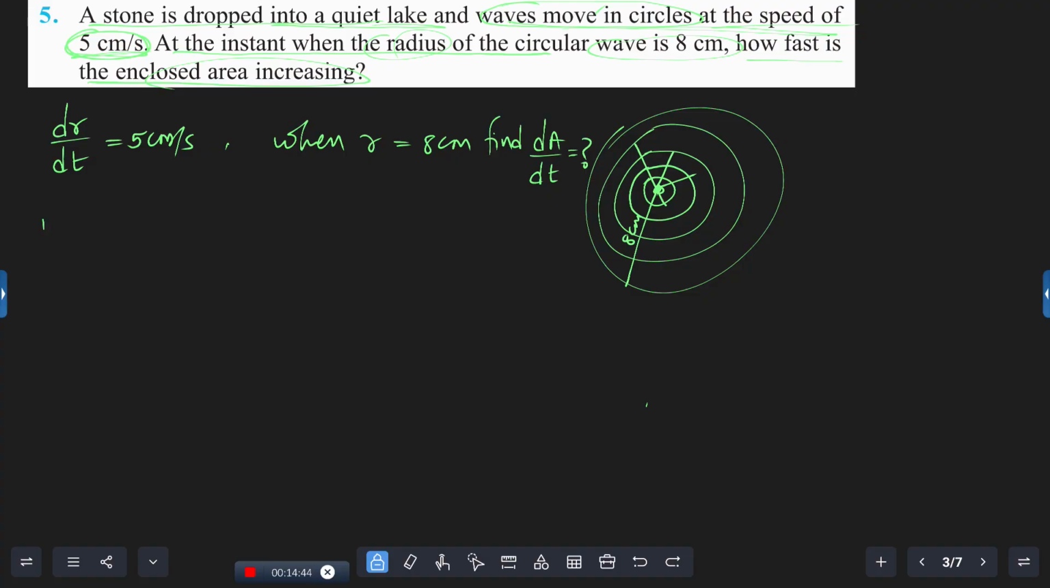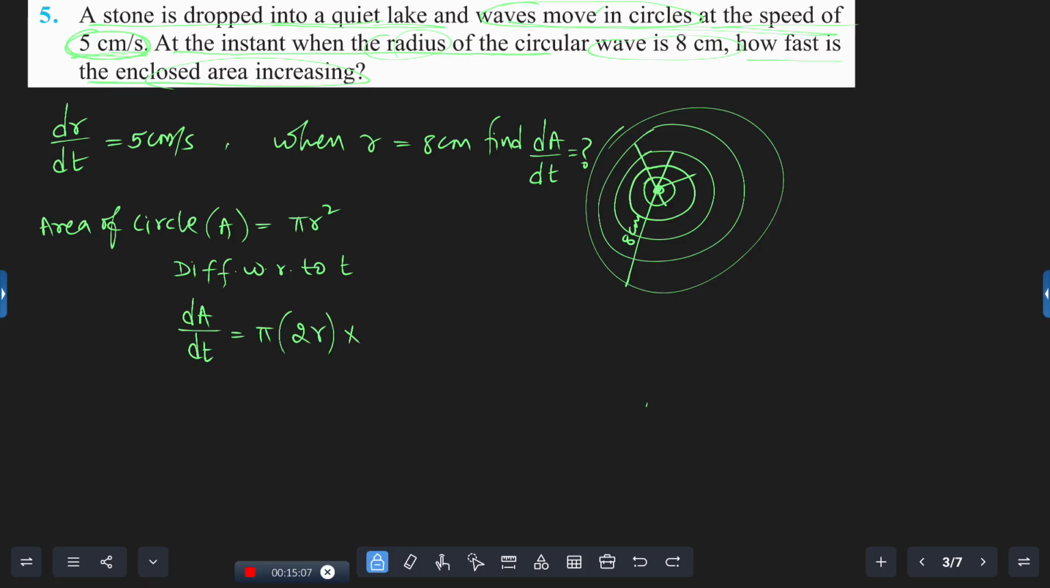Right. Now area of circle, what is it, Raja? Yes, that I am using here. Area of circle, capital A, I am taking pi r square. So we have to differentiate with respect to t on both sides. So dA divided by dt is equal to pi, let it be, r square when you differentiate gives 2r into dr divided by dt. So 2 pi r, you can write 2 pi r into dr by dt. We have here 5 which is given already, so mention that 5.